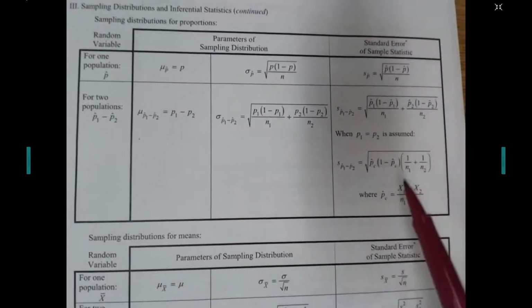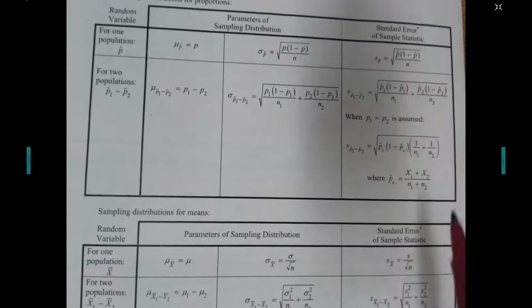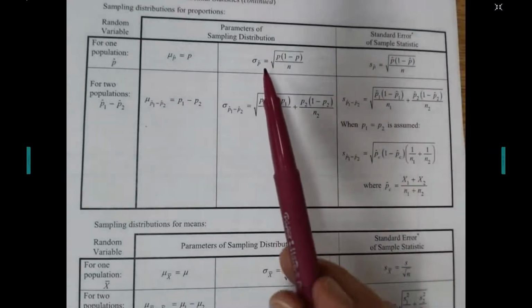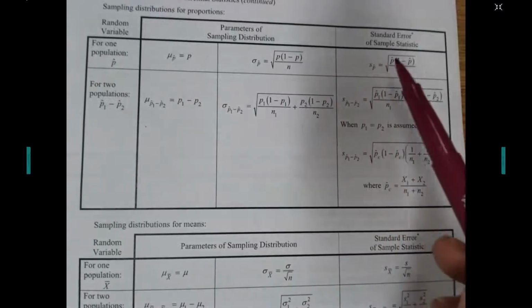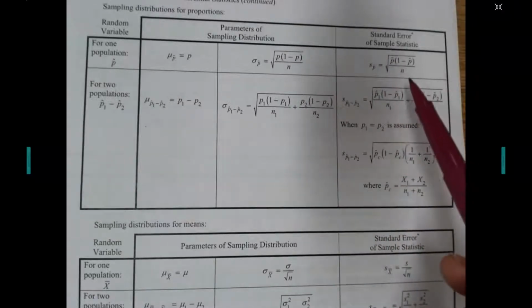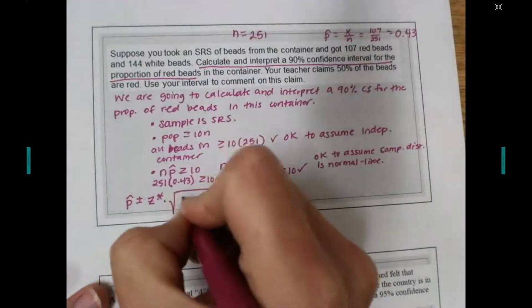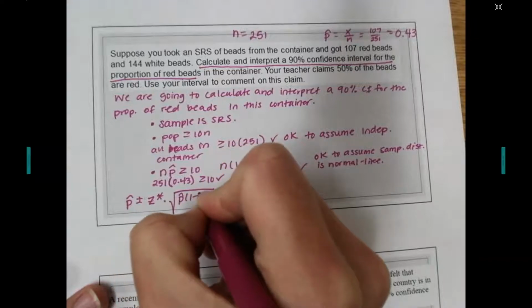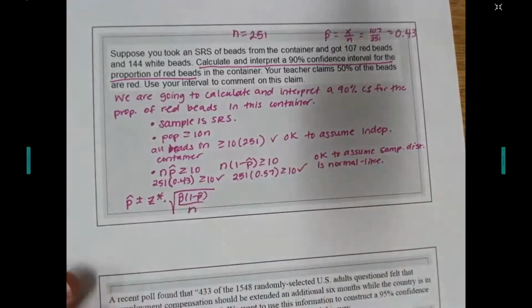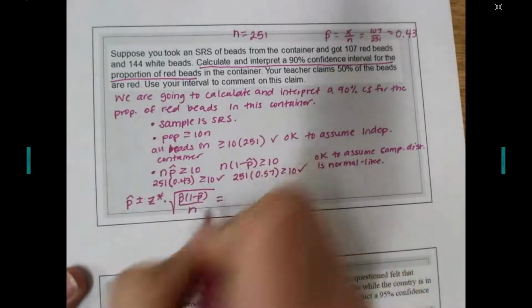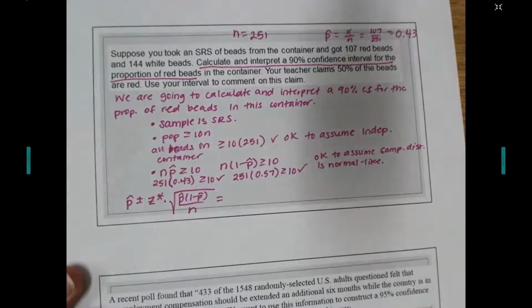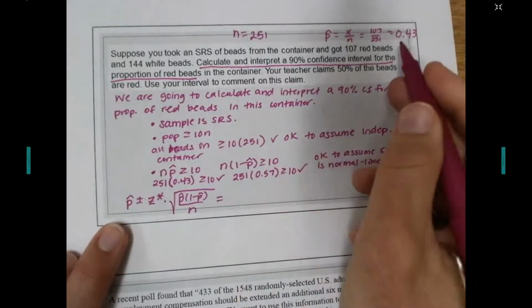If you flip your formula sheet over, all of your standard errors are right here. And remember, we talked about this before. Your standard errors are just your standard deviation with the parameters replaced by statistics. So it's still just the square root of p times 1 minus p over n. It's just that both my p's have hats because I don't know anything at all about the true parameter. Okay, so statistic plus or minus critical value times standard error of the statistic. All right, so p hat we said was 0.43.